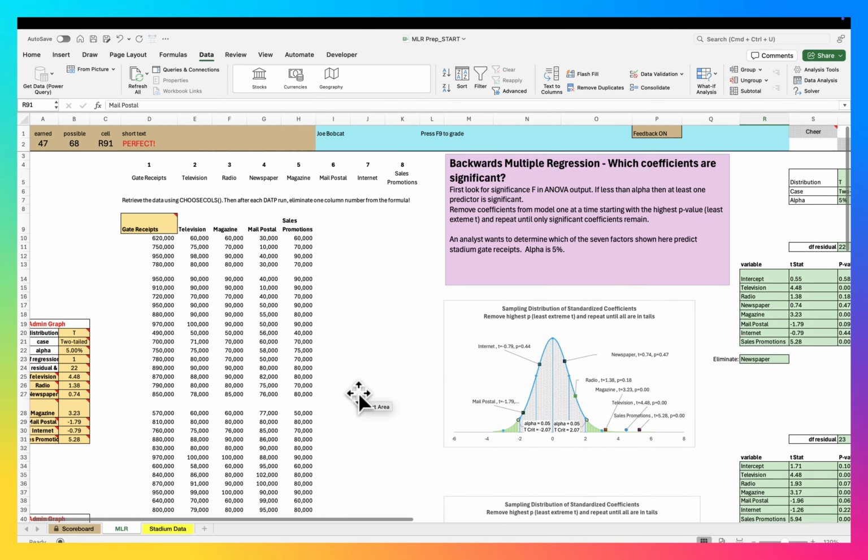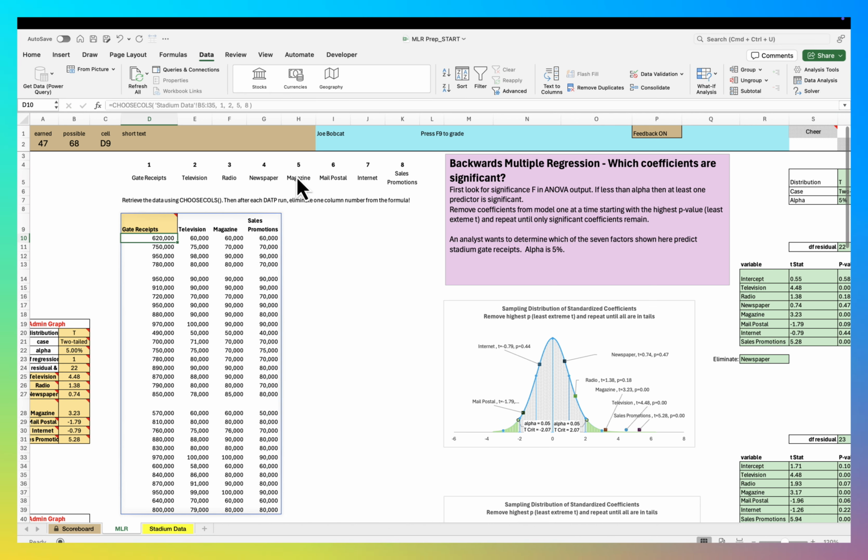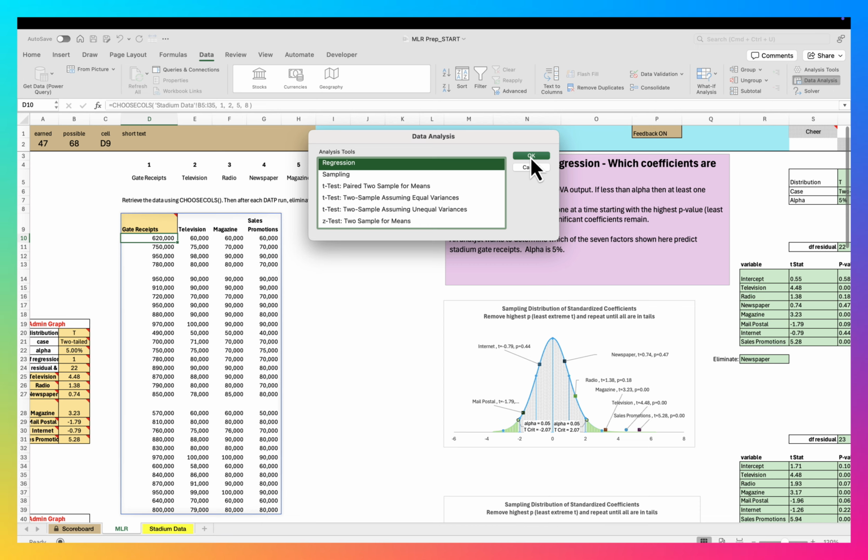And we need to drop it out of here too. Mail postal is number 6. So back to the formula and kill 6. By the way, if you ever mess up on this, just put all the numbers back, with the commas, and then figure out which one. This is non-destructive because the data actually isn't here. The data is here in Stadium data, and we're just effectively extracting from it in real time. Okay, let's look at regression.